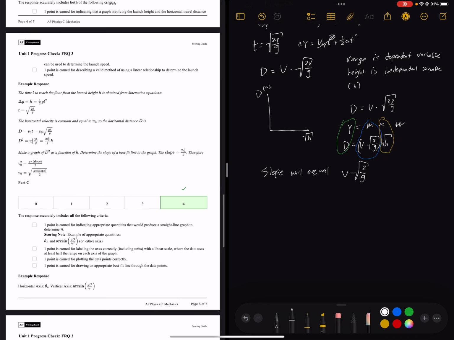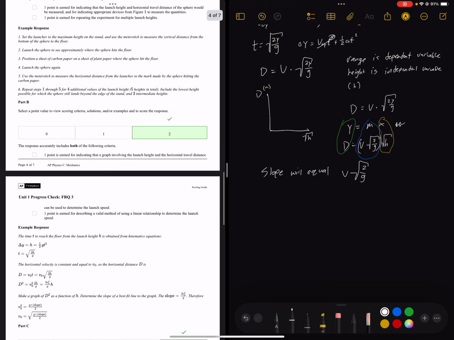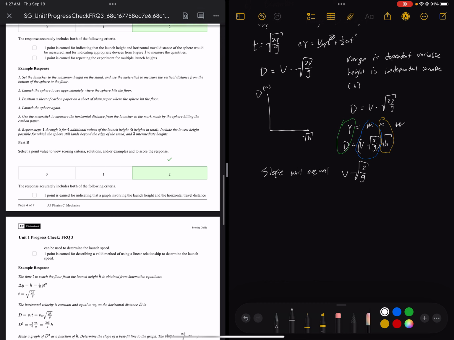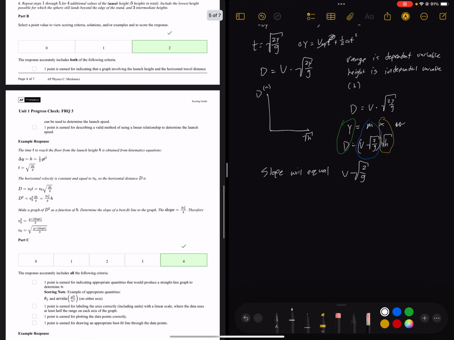All right, so let's look at the scoring guidelines. No, it's for the different one. They did an example response for part B. Graph involving launch height and horizontal distance traveled. Describing a valid method using a linear relationship to determine launch speed. There you go, done. The slope will equal the launch speed times square root of 2 over g. Now let's look at part 2. Actually, that was part 2. Part 1 was actually writing out the expression. So d is equal to v times the square root of 2y over g. And then the slope's going to equal v times square root of 2 over g.